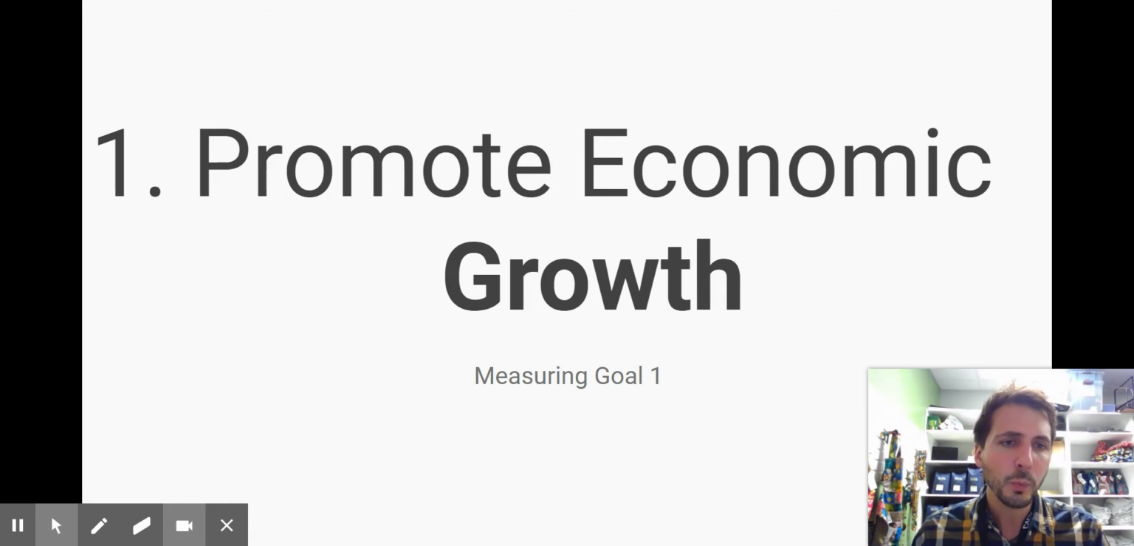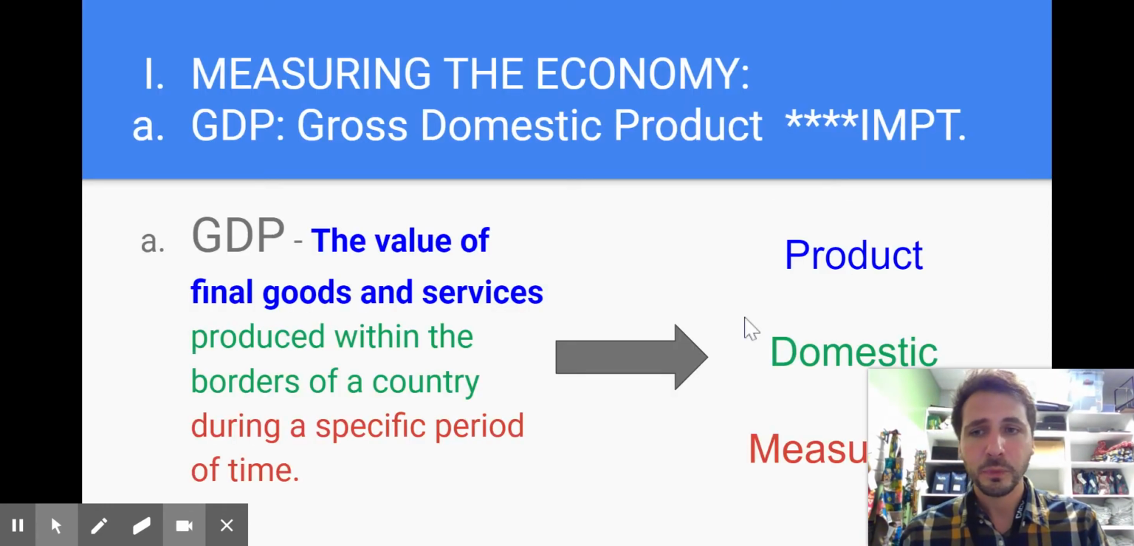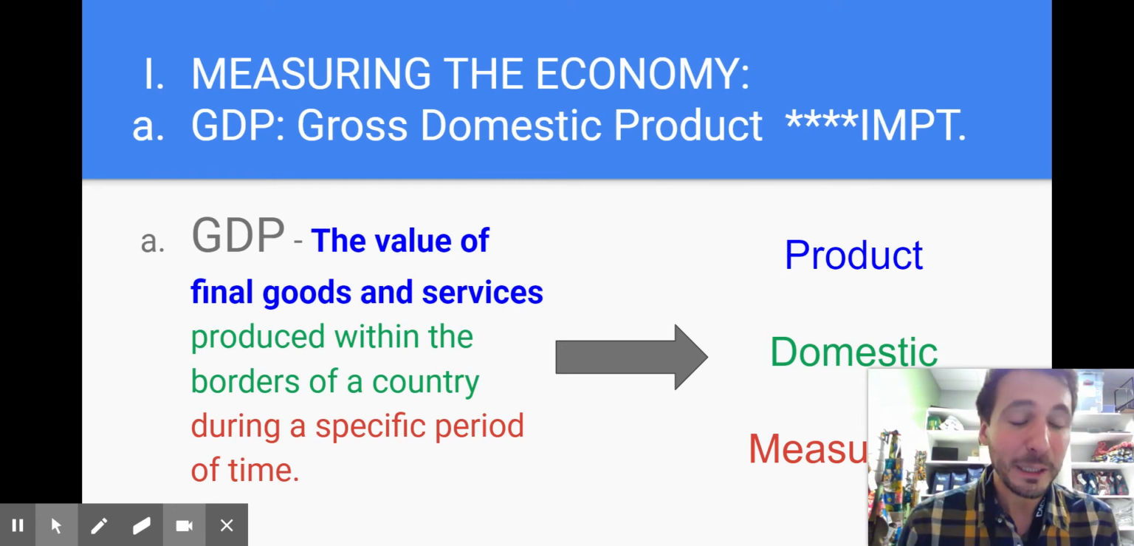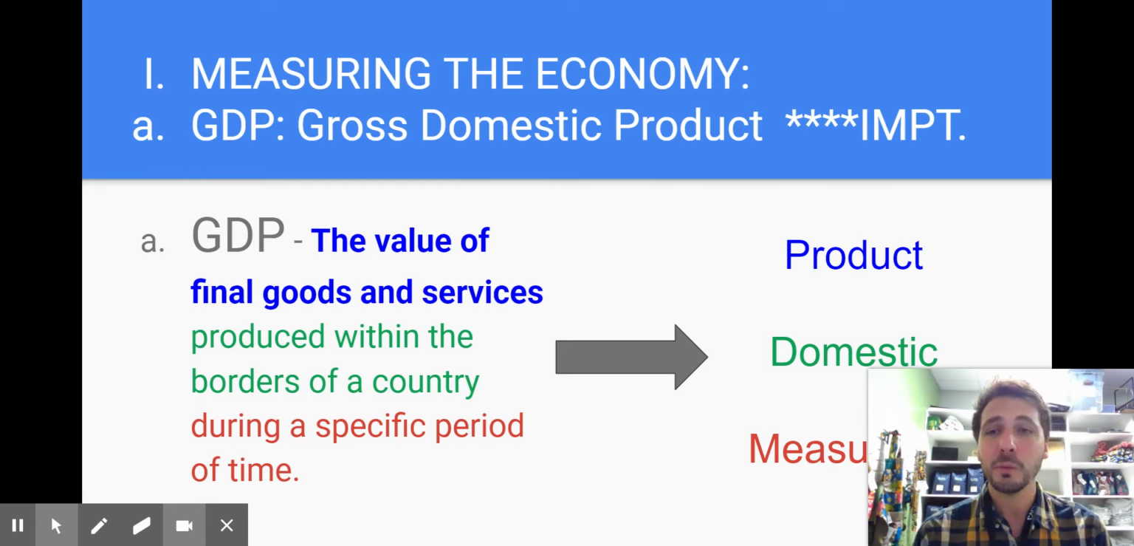Measuring goal one. How do we measure our progress on this goal for a macroeconomic policy? Okay, so we do this through an indicator called GDP, which is commonly known. Most people have heard of this before. It's gross domestic product, but it is the number one measure of economic success and health, right? It's like the beats per minute or the blood pressure for the health of a human being. If GDP is going down, it's heart failure for a nation. It's bad, bad, bad.